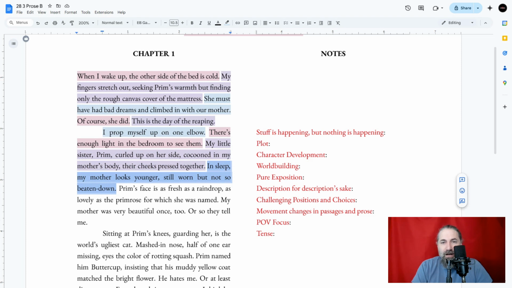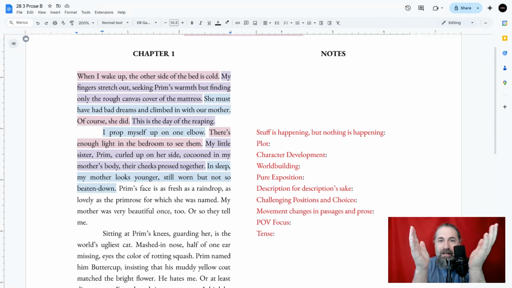And life is tough and hard, which now makes this world building. Still worn, but not so beaten down. We are seeding the fact that they live in a dystopian world. We don't know that yet. We don't know how rough it is, but we have been informed. Suzanne Collins doesn't have to write it out.